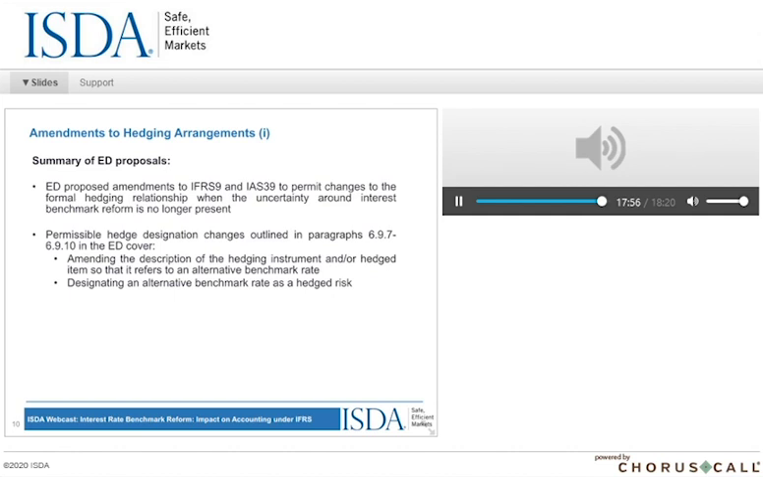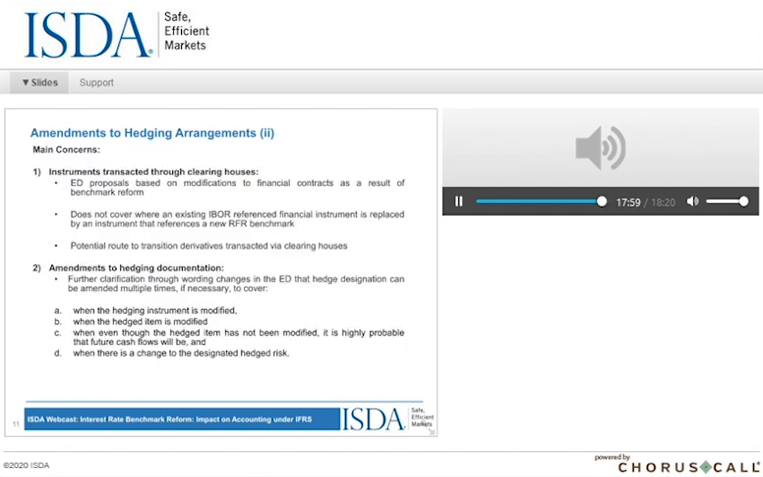Slide 11 highlights some of the concerns that were raised in the comment letters on the exposure draft to the IASB. One of the key concerns raised was that it was felt that the exposure draft was focused on where financial contracts were modified as a consequence of IBOR reform. Respondents felt that the exposure draft didn't cover other approaches entities may adopt to transition their financial instruments, of which, with respect to the derivatives market, there are likely to be several potential routes to transition.